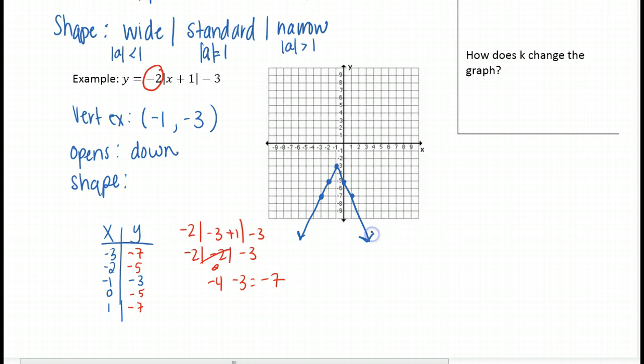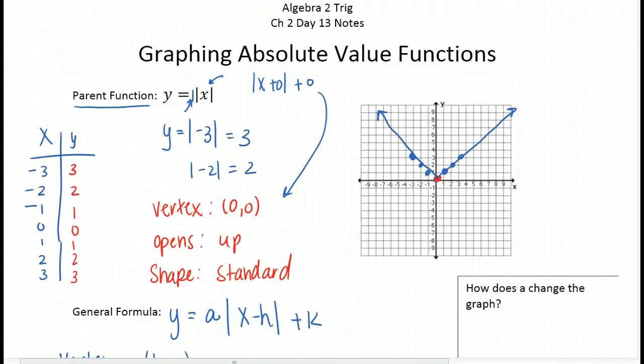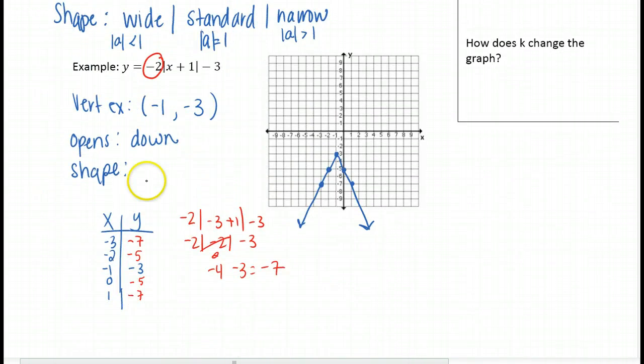And here we go. So we can talk about the shape, right? If you look at it compared to our original up here, we can pretty much, by looking at it, say it's narrow. Or we could remember that anytime the absolute value of a is greater than 1, we have a narrow graph. And the absolute value of negative 2 is 2, which, yes, is bigger than 1, so it's narrow. So there's two different ways you can figure that out.